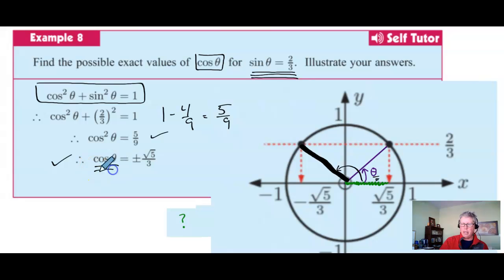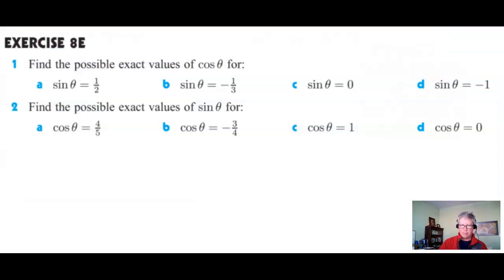I'd say the biggest problem is people want to know what angle it is. It's not asking you for the angle. It's asking for the x coordinate, the cosine theta. You can see that these problems that you're going to do tonight are basically all the same. You're going to use cosine squared theta plus sine squared theta is equal to 1.